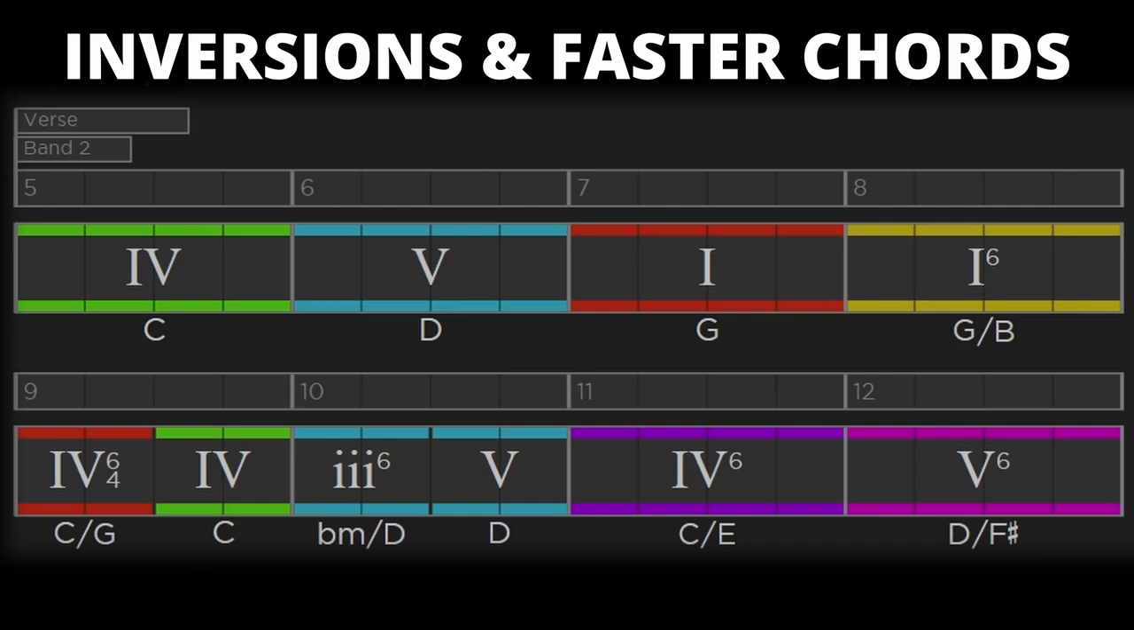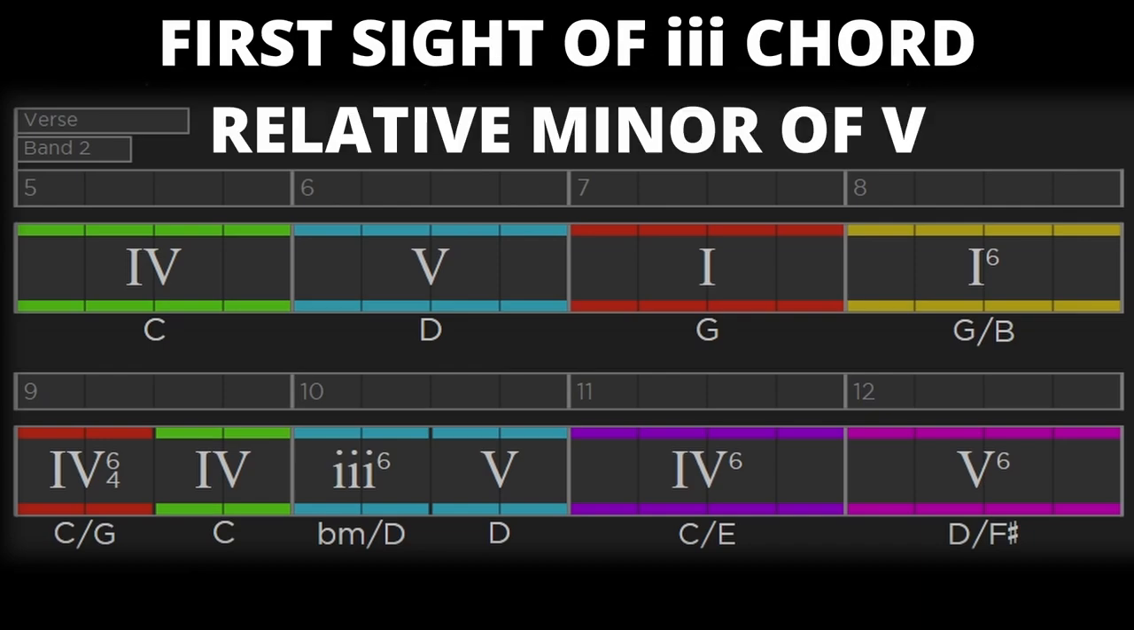In the verse, we have added some movement by increasing the rate of chord change and using some inversions. Look at the 3 chord in the second half of the verse. It is the relative minor of the 5 chord that previously appeared there.